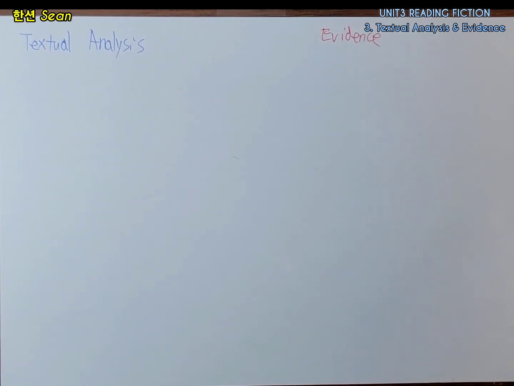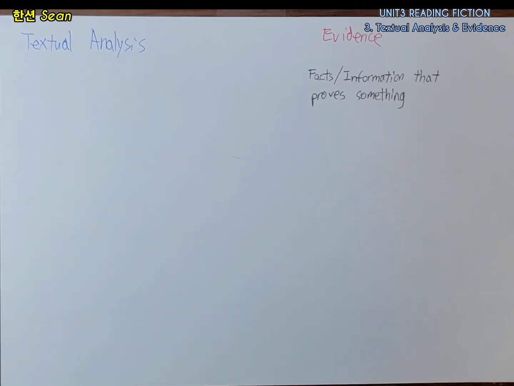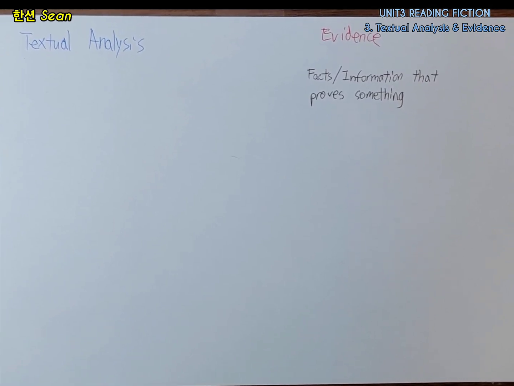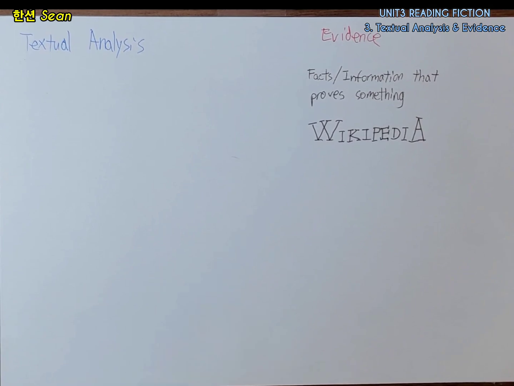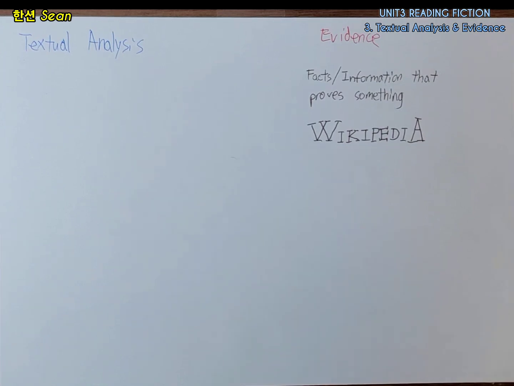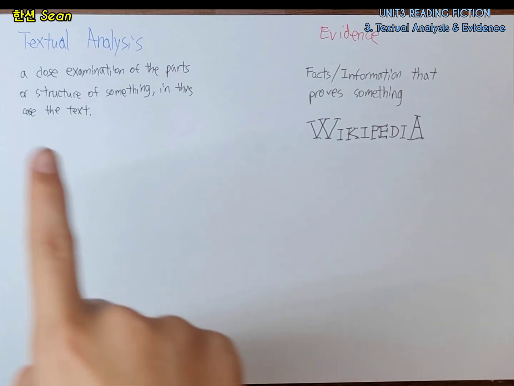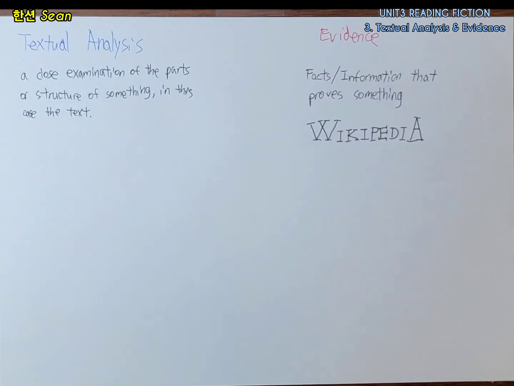What is evidence? Well, evidence is facts or information that actually proves something. Also, most teachers are right about this one, kids. Wikipedia is a really bad source. But the sources of Wikipedia aren't. And so, textual analysis basically means a close examination of the part or structure of something. In this case, it's the text.